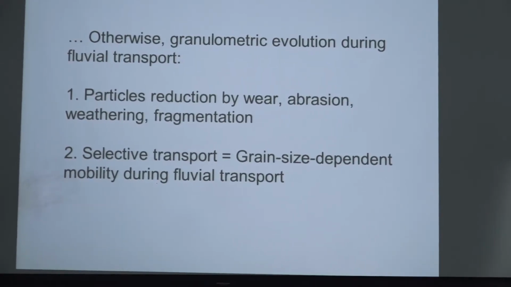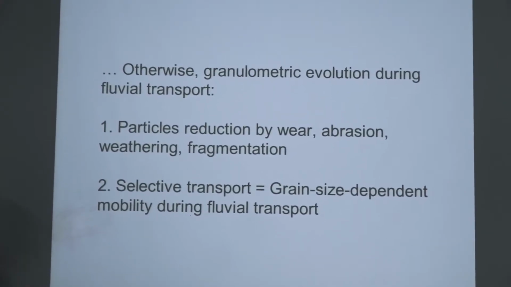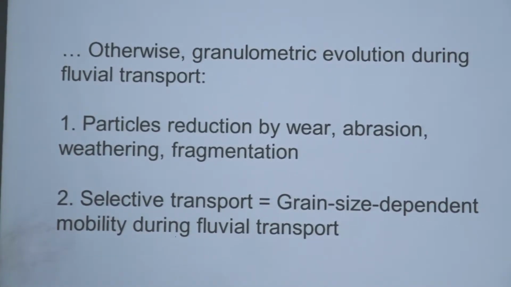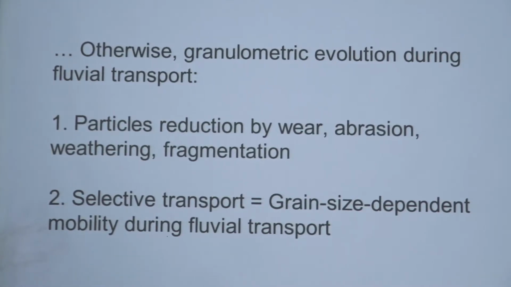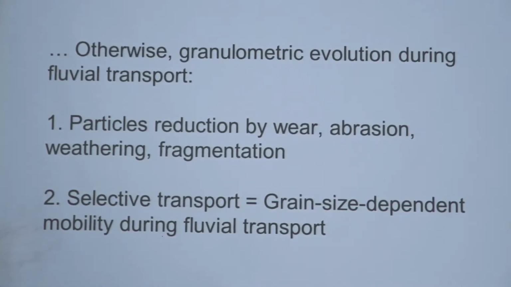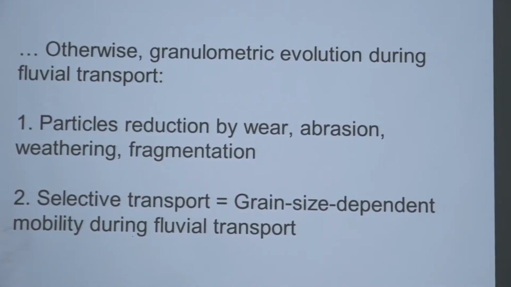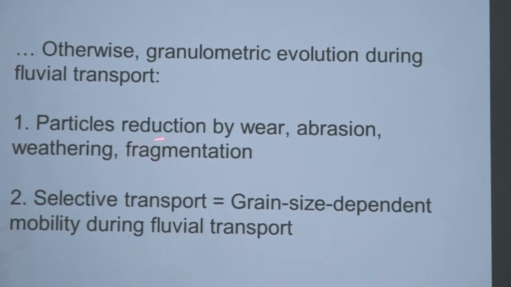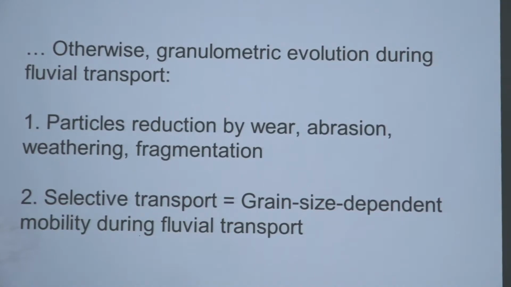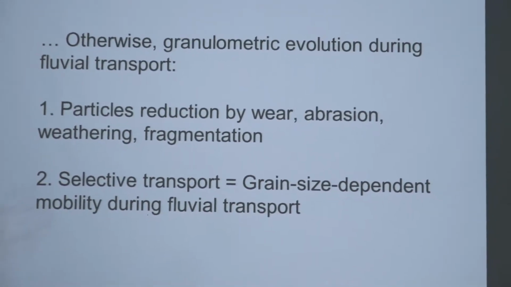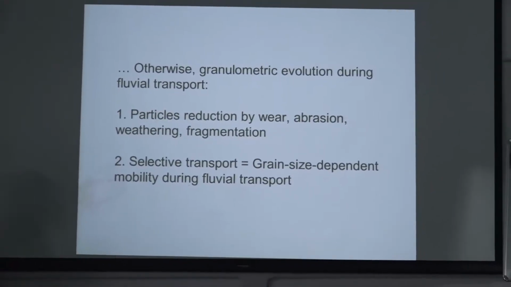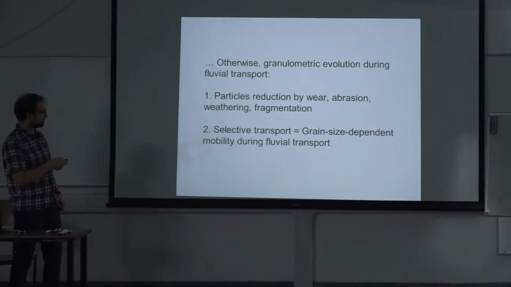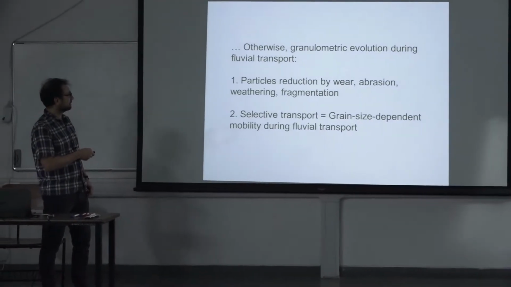So, as I was saying, two possibilities to change your granulometry distribution between the hill slope and the basin, to go from dominant coarse material to sand in the plain. We can have particle reduction by wear, abrasion, weathering, fragmentation during fluvial transport, or we can have also selective transport. So we'll see that there is some grain size dependency of the mobility, in particular during fluvial transport. So maybe we can just have left all the large particles in the mountain and just transported the sand down to the foreland basin.